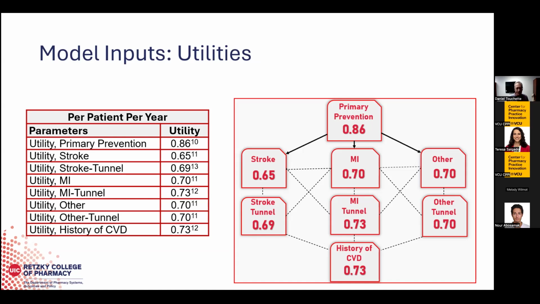Here are the utilities for each of the disease states. So for those who were hypertension only, their quality of life each year, or their utility value, was 0.86. For stroke, it was 0.65, so significantly lower. For MI, 0.7, a little bit better than stroke, but less than primary prevention. And for other CVD events was 0.7. Once patients stabilized and had a history of any of these things, their utility was about 0.73, so a little bit better than the acute situations, but worse than they were with primary prevention when they had lone hypertension.